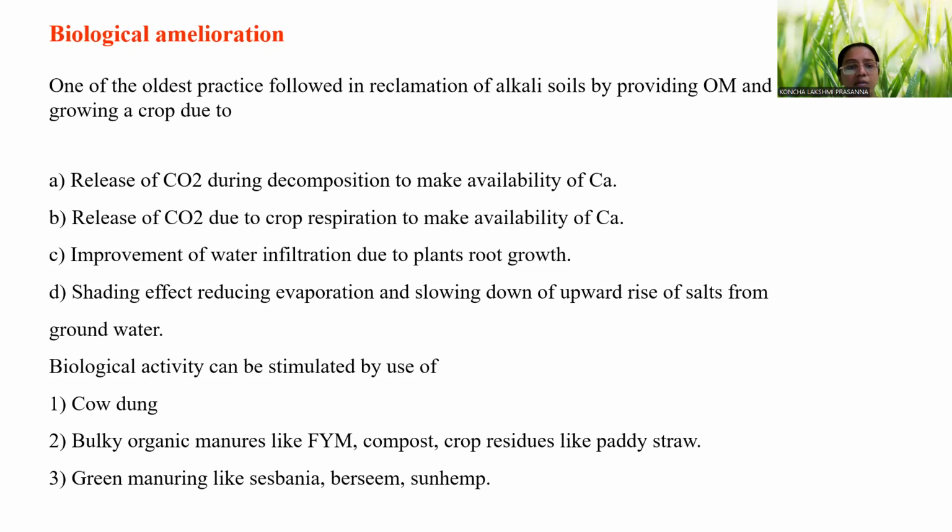Biological activity can also be improved by the application of cow dung and bulky organic manures, which include FYM, compost, crop residues, paddy straw, and also green manuring with sesbania, berseem, and dhaincha.